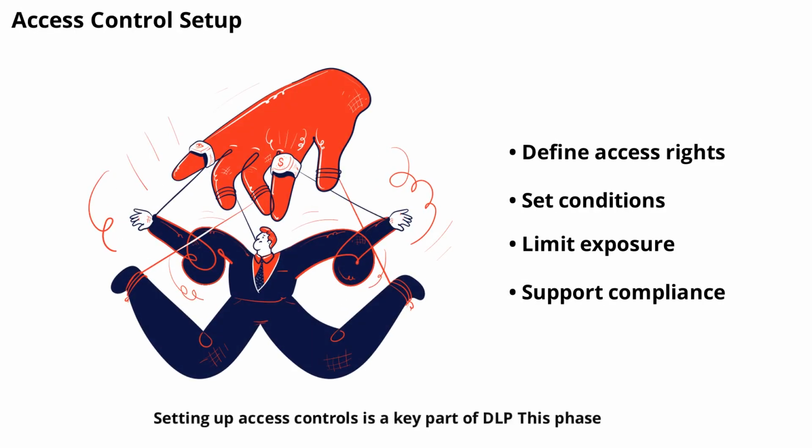Setting up access controls is a key part of DLP. This phase, lasting 2 to 3 weeks, involves defining who can access what data and under what conditions. Strong access controls limit the risk of unauthorized data exposure and support compliance requirements.